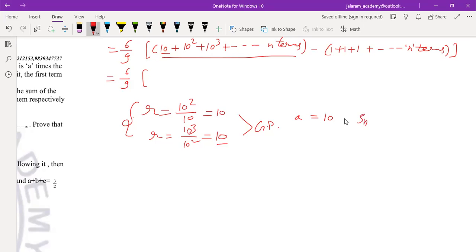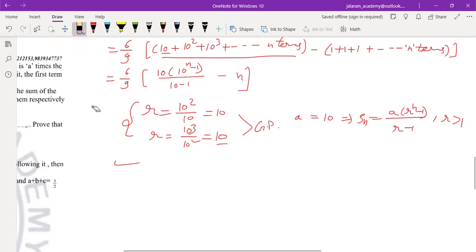And we know that the sum of n terms of a GP is equal to A into R to the power n minus 1 upon R minus 1. This is when R is greater than 1. So we use this formula: 10 into 10 to the power n minus 1 upon 10 minus 1, minus this 1 and 1 and 1, so on up to n terms, is n itself. So this is the answer.